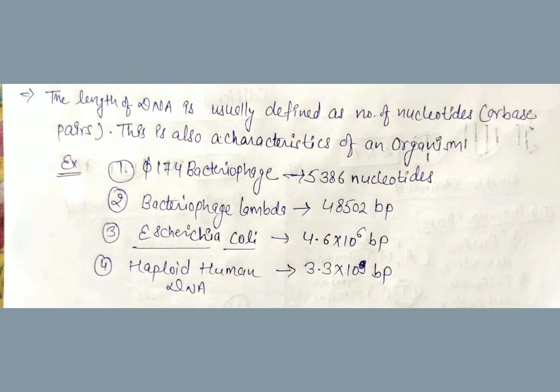Like we can see here, in the phiX174 bacteriophage, 5386 is the number of nucleotides, and in bacteriophage lambda it is 48502 base pairs. In E. coli it is 4.6 × 10^6 base pairs, and in haploid human DNA it is 3.3 × 10^9 base pairs. And when we talk about the diploid human DNA, it will be double of this, 6.6 × 10^9 base pairs.